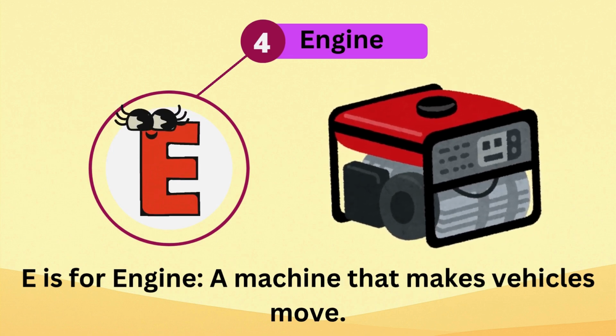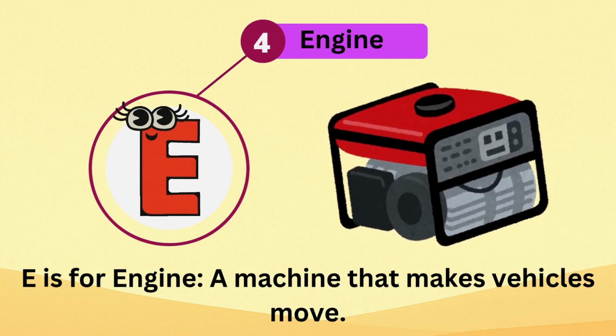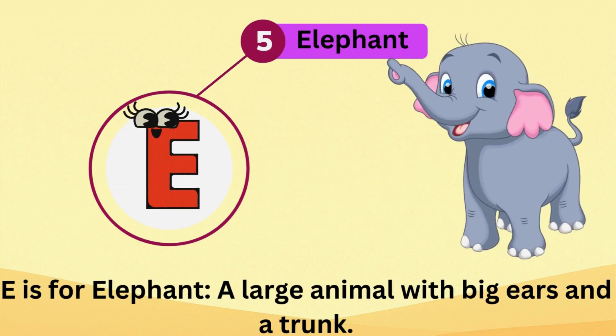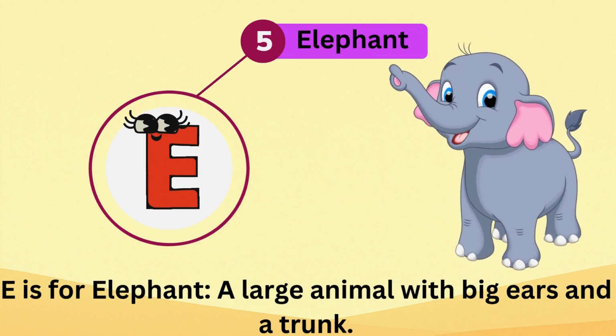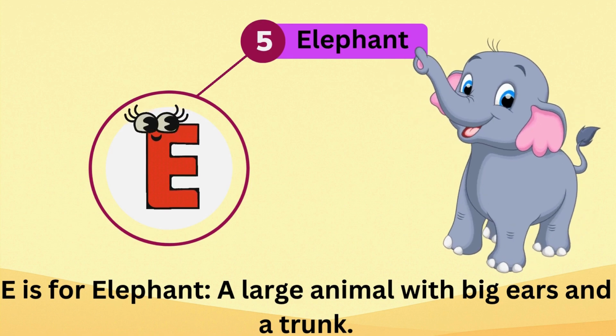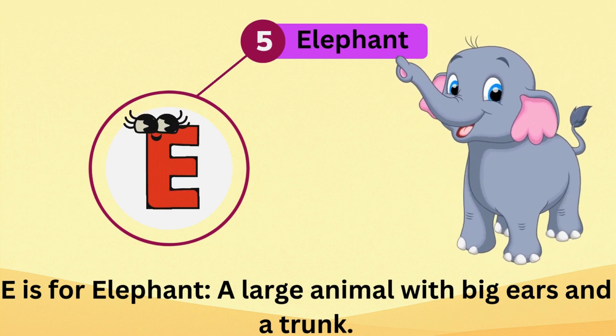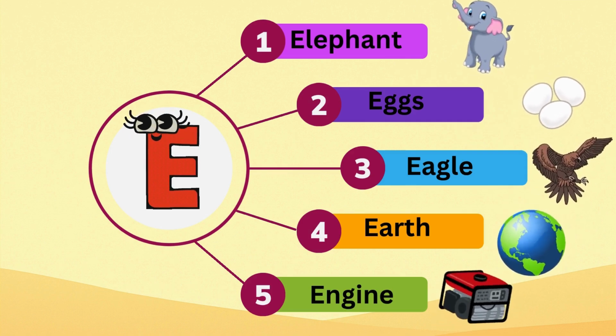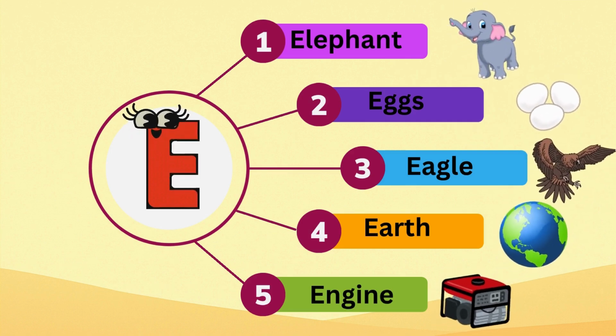E is for engine, a machine that makes vehicles move. E is for elephant, a large animal with big ears and a trunk. E is for elephant, egg, eagle, earth, and engine.